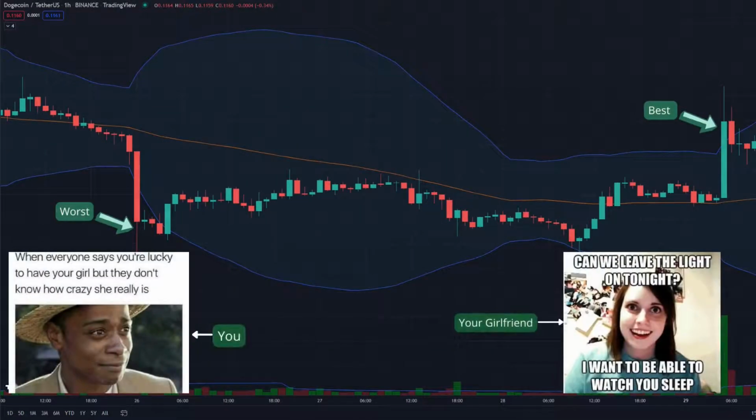Another way to explain Bollinger Bands is by using the following scenario. Imagine that you're the man on the left and the girl on the right is your girlfriend. As you can see, she's a crazy, toxic woman. And imagine that the candles are the memories you had with each other.